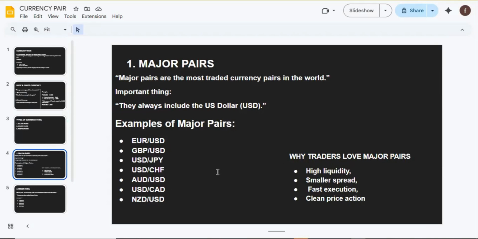Why are these 7 major pairs the most traded pairs in the world? Traders love to trade them because they have high liquidity, they have smaller spreads compared to minor or exotic pairs, and they also have clean price action compared to some minor pairs. That's the reason why they are the most traded.